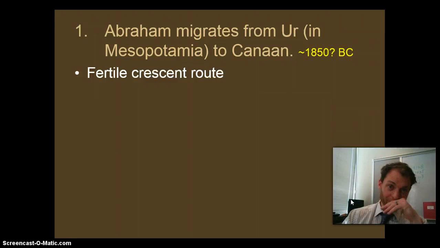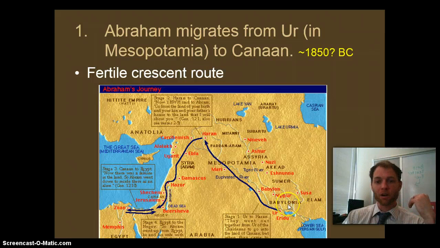So the first event is that Abraham migrates from Ur in Mesopotamia down here to Canaan, and he follows the Fertile Crescent route. You'll see right there. This is in Genesis 12. You'll notice this is about 2,000 years before Jesus, which means it's about 4,000 years before us. Which means when we think about how old Jesus is, that's how old Abraham seemed to Jesus.